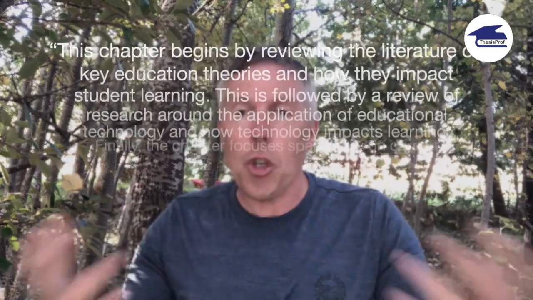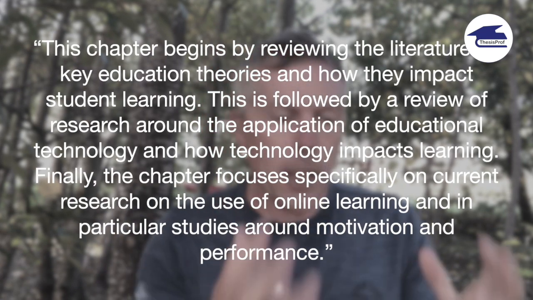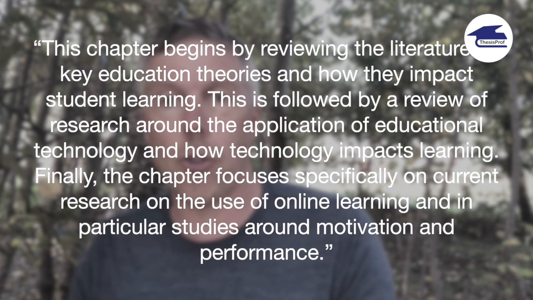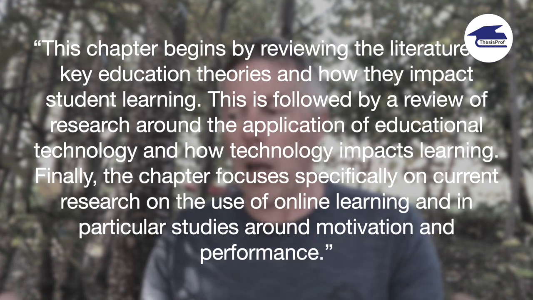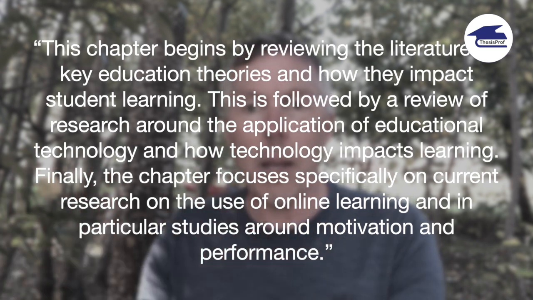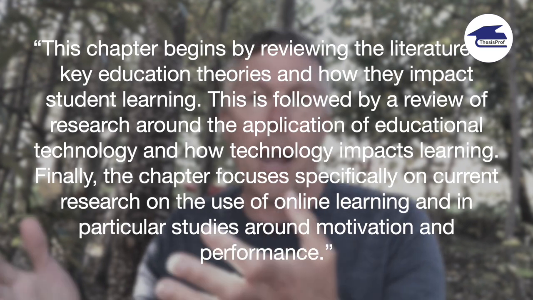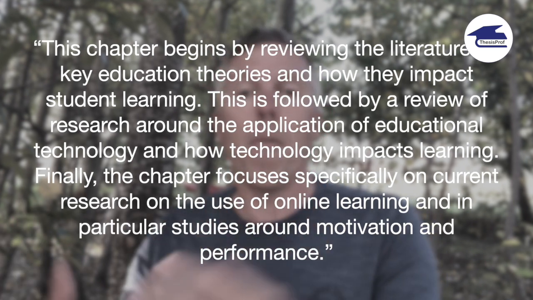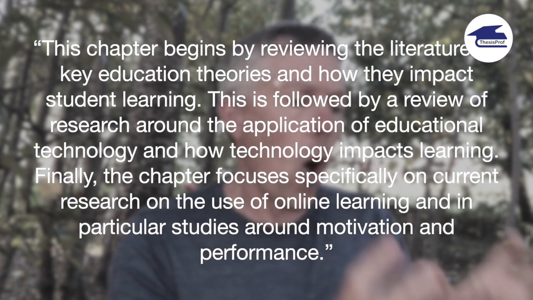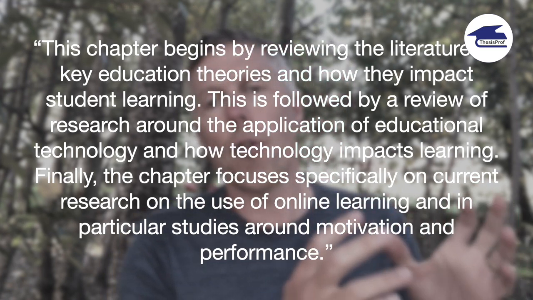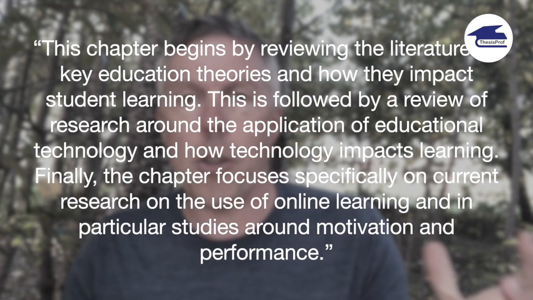So here's an example. Right at the start, in your introduction, you say something like, this chapter begins by reviewing the literature on key education theories and how they impact student learning. And this is followed by a review of research around the application of educational technology and how technology impacts learning. And finally, the chapter focuses specifically on current research on the use of online learning, and in particular, studies around motivation and performance. So you've made it really clear how you're going to do it, and the structure is clear in the mind of the reader.